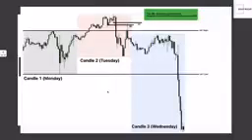So let's look at the lower time frame. Candle 1 is Monday, candle 2 is Tuesday, candle 3 is Wednesday. Of course, these shaded regions represent the higher time frame. We are on the lower time frame. Candle 1 forms the range, Monday range, Tuesday manipulation, and Wednesday distribution, power of 3.